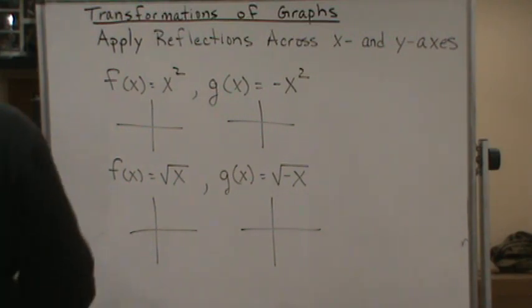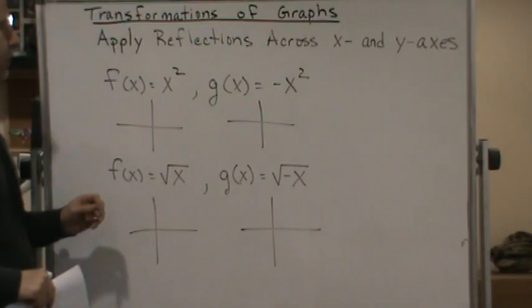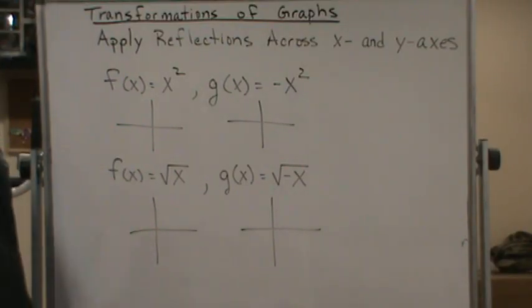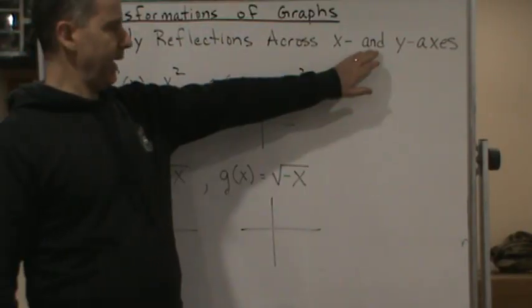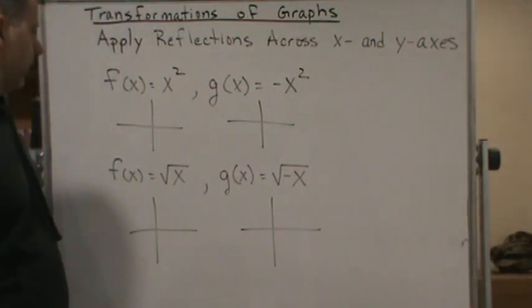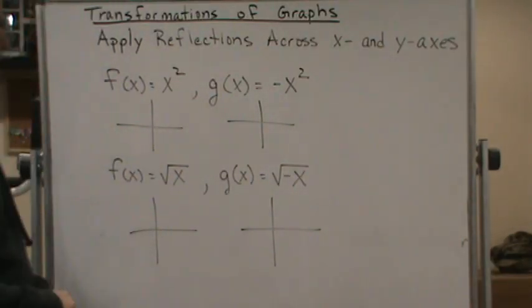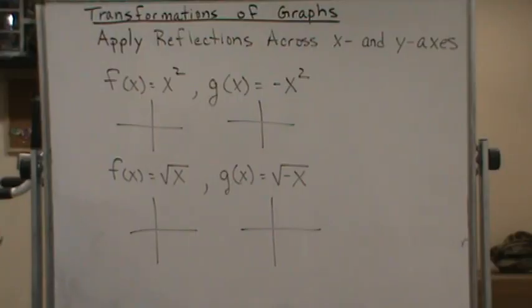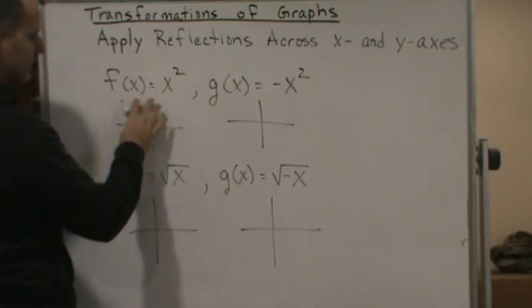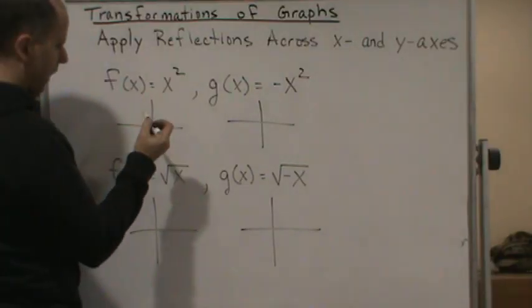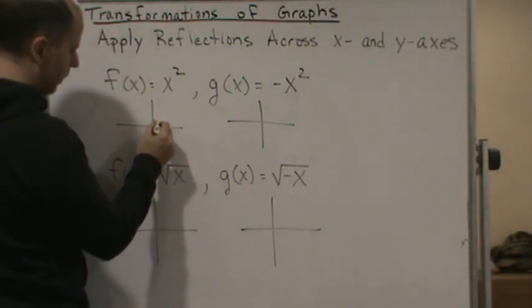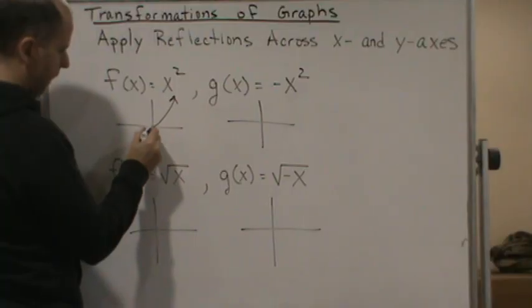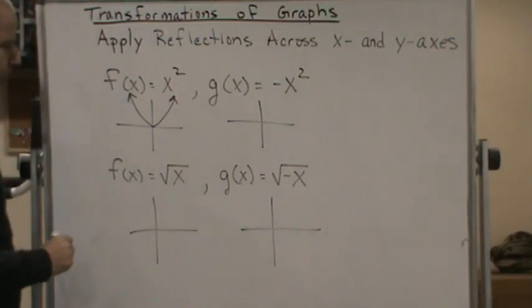Alright, welcome back. Now what we're going to do is talk about how to apply reflections across x and y axes. Okay, so I've got a couple of examples to introduce. So let's take a couple of basic functions. We've got f of x equals x squared, so we know that's the basic parabola. That's the quadratic, and that's going to look like this.